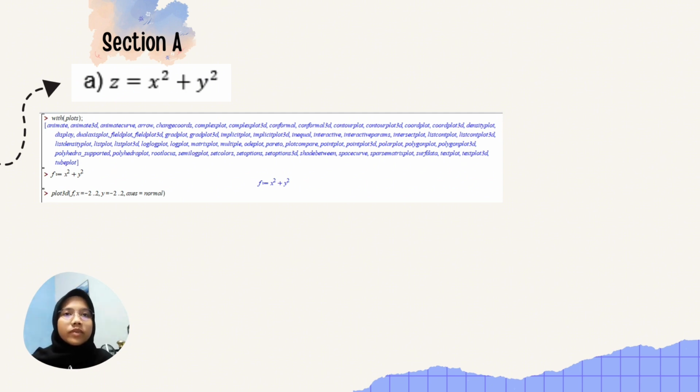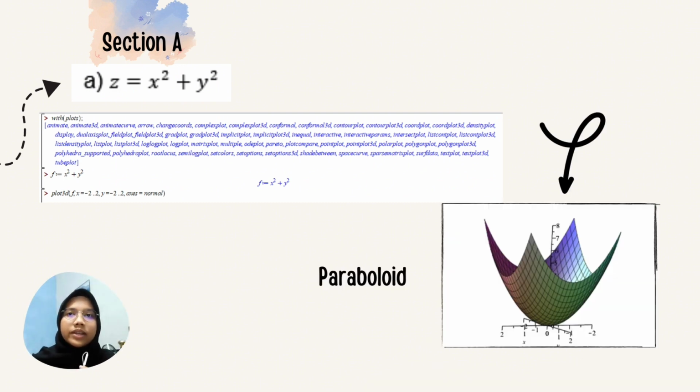Then we start the coding with plots, and then we define f, which is equal to x squared plus y squared. Then plot3d: open bracket f, comma x equal to -2 until 2, comma y equal to -2 until 2, comma axes equal to normal, then close bracket. After we click enter, we will get the surface, whose shape is a paraboloid.